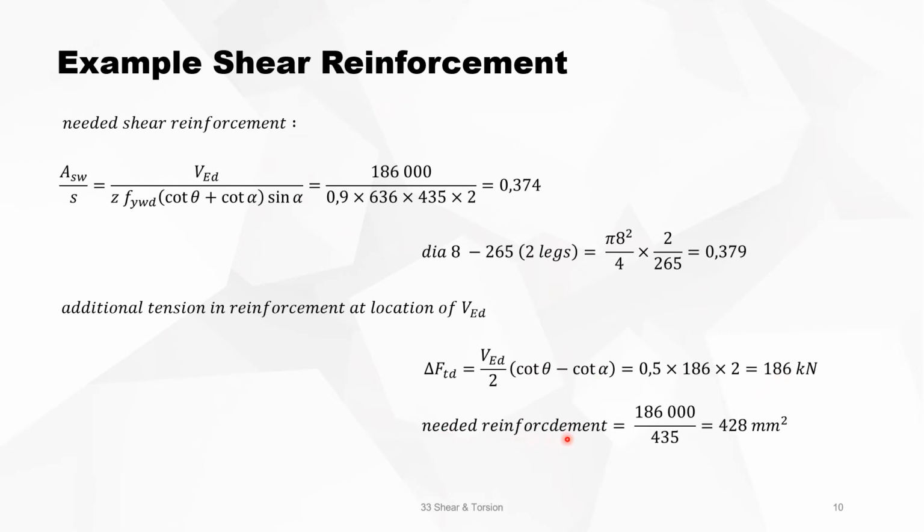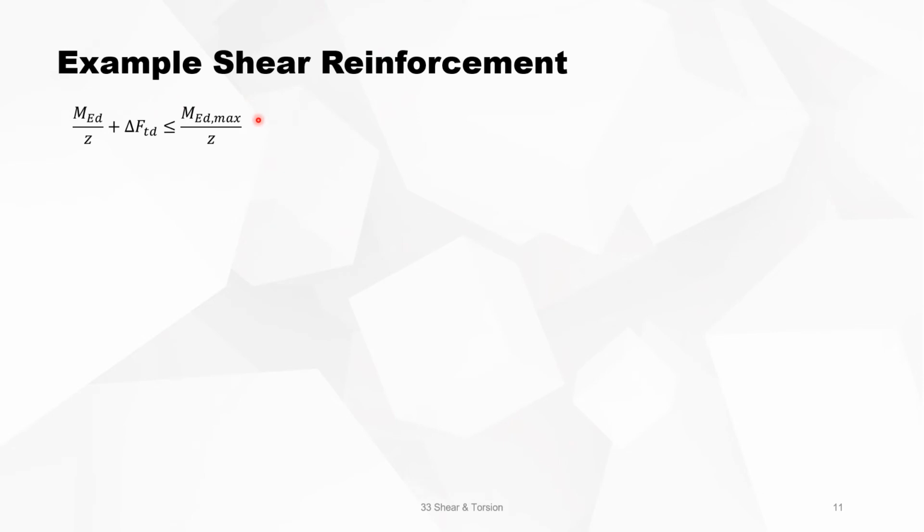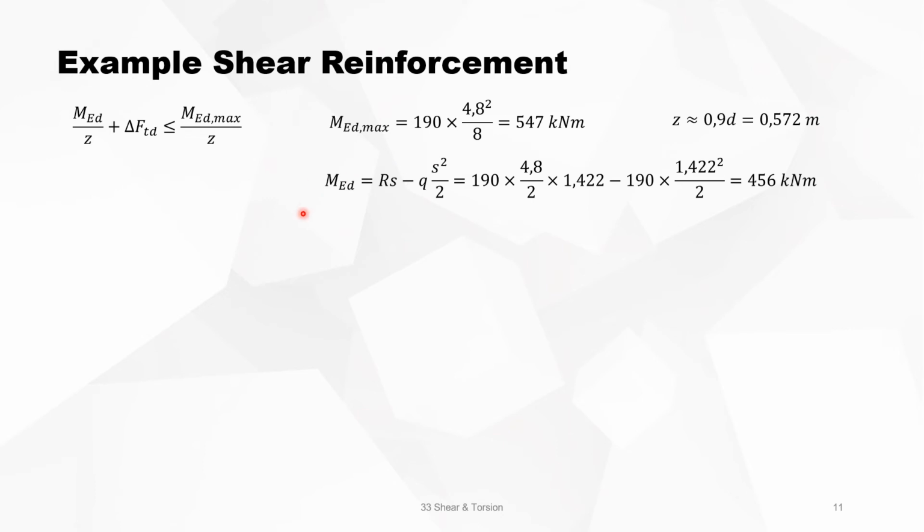So the needed additional reinforcement is, we suppose it's yielding, 428 square millimeters. But there is a limit to that. To 186, there's a limit to that. The limit must fulfill this equation. The MED max, the maximum bending moment in the midspan of the section, is the uniform distributed load times the span squared divided by 8, which is 547 kilonewton meter. We take z as 0.9 d, it's 0.572.